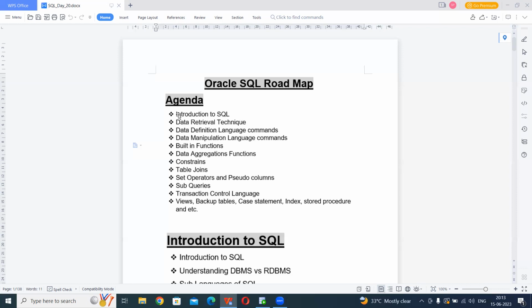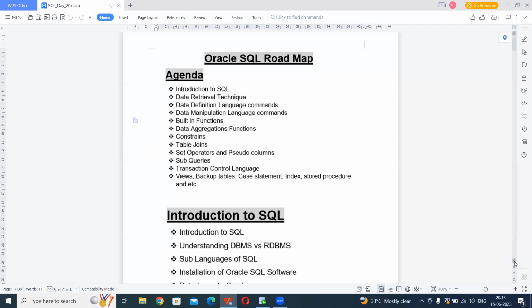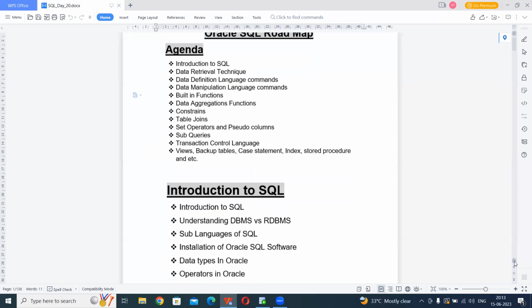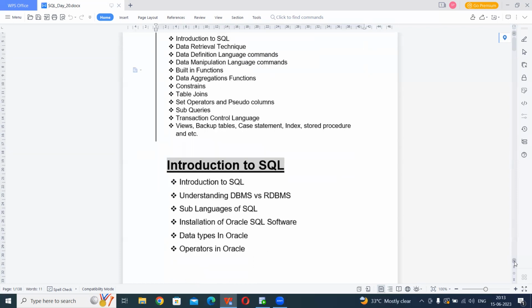So guys, the first thing we are going to cover is introduction to SQL. So now let us start our session with this introduction to SQL. In this introduction to SQL, what are the things we are going to discuss? We are going to discuss what is SQL, and then I'll explain the difference between DBMS and RDBMS, and then we'll go for what sublanguages are present in SQL.